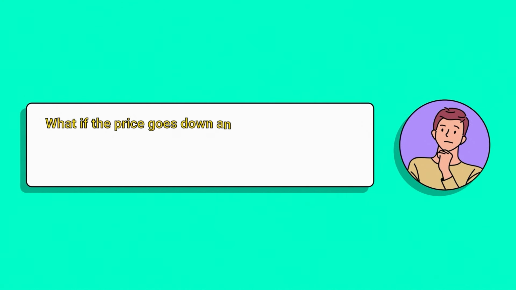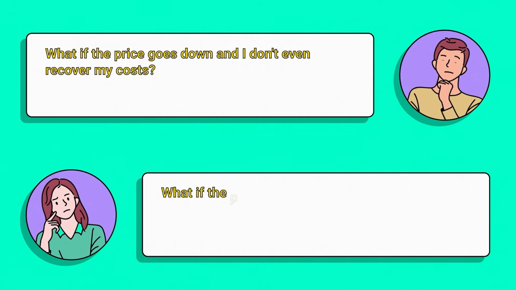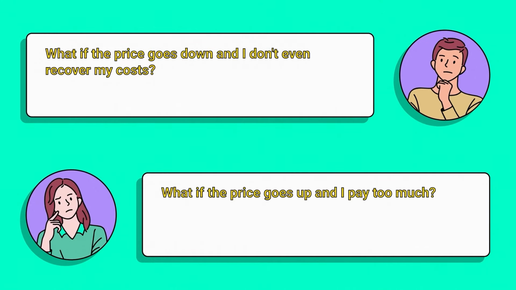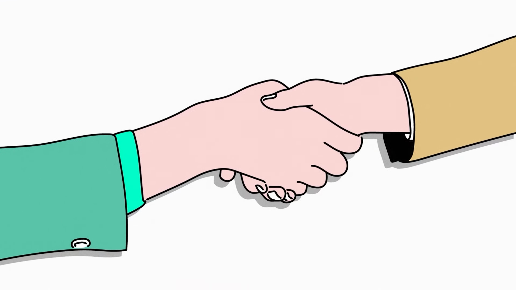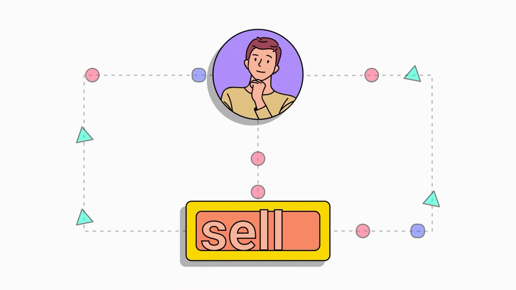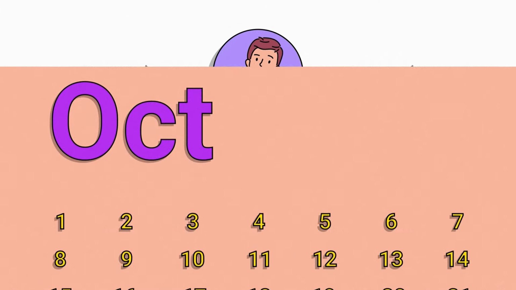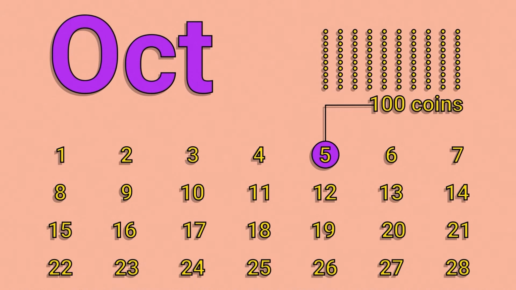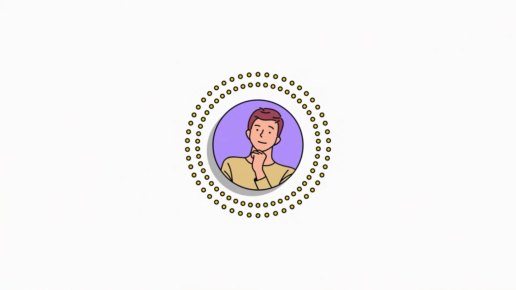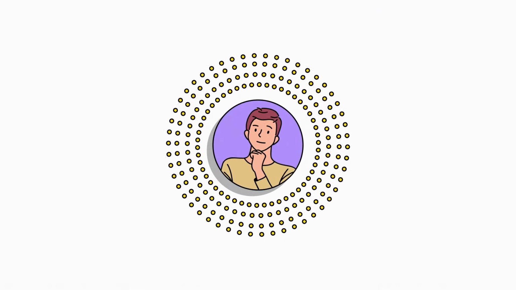The seller is thinking, what if the price goes down and I don't even recover my costs? While the buyer worries, what if the price goes up and I pay too much? And so they make a deal. The seller guarantees that he will sell the product, which has not yet been produced or grown, on a certain date at a certain price. For example, October 5th for 100 coins. He is satisfied with the date and price, and it is guaranteed to repay costs and ensure a profit.